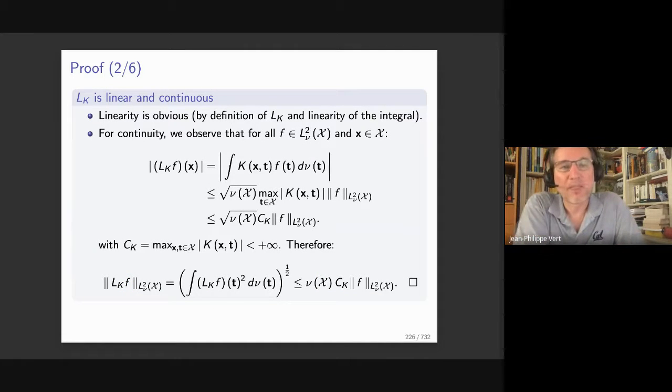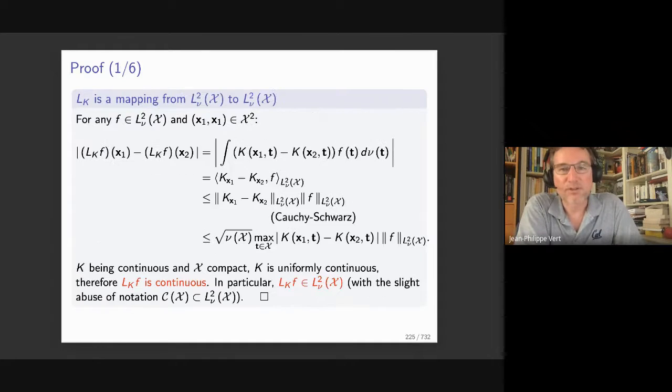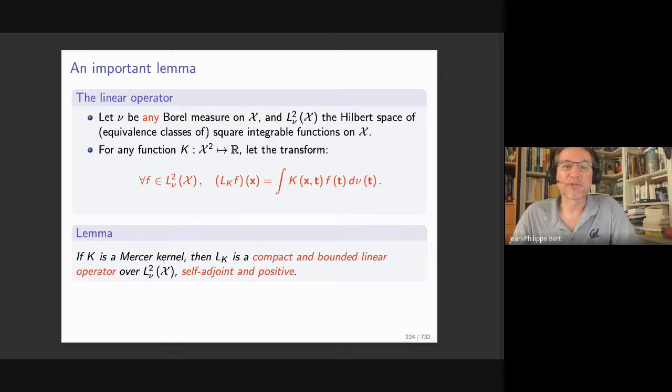Second point, it's a linear operator, so linearity is obvious, right? If I come back to the definition of Lk, you see that if you take, instead of f, f1 plus f2, then because the integral is linear, you obtain Lk f1 plus Lk f2. It's linear.